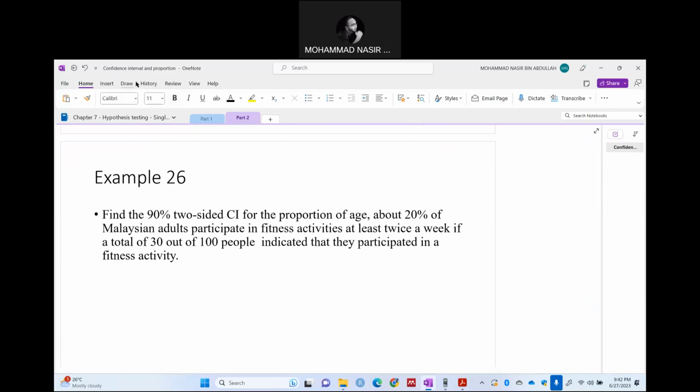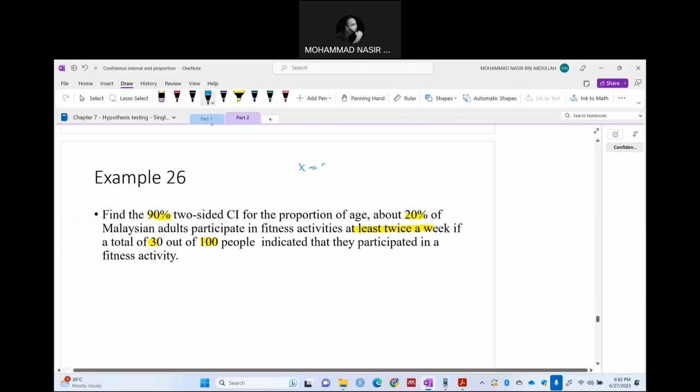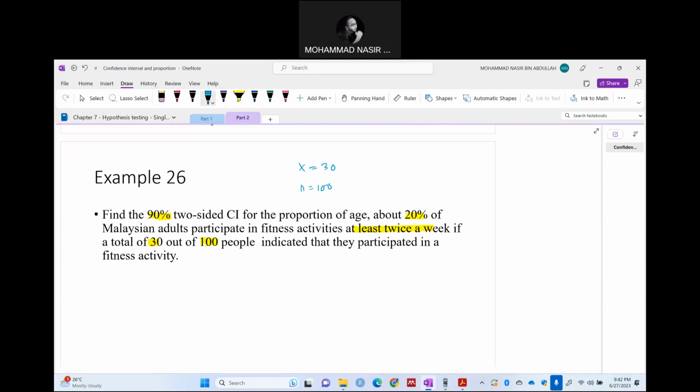So find a 90% two-sided confidence interval for the proportion. About 20% of Malaysian adults participate in fitness activity at least twice a week. A total of 30 out of 100 people indicate they are participating in fitness. So this is based on example number 25. So X is equal to 30 and n is equal to 100. And then the proportion p naught is equal to 0.20, right?